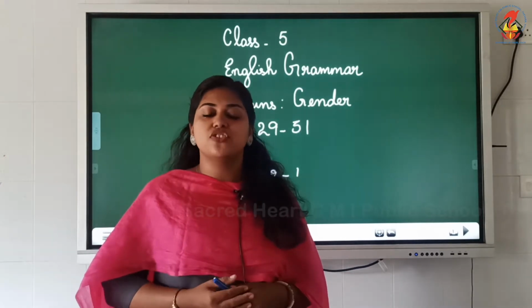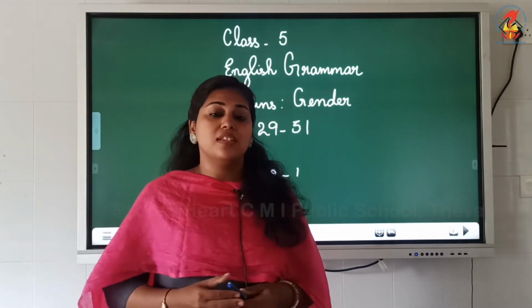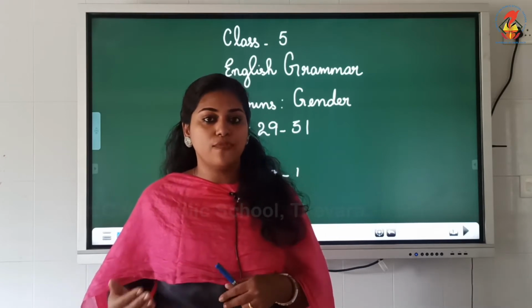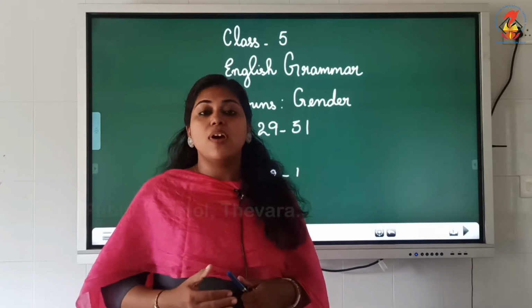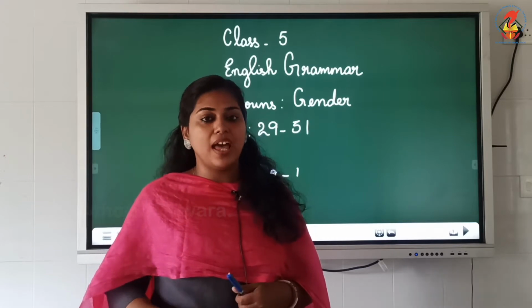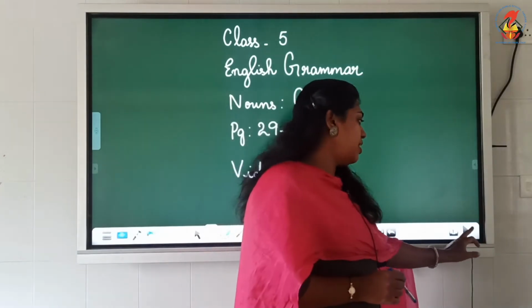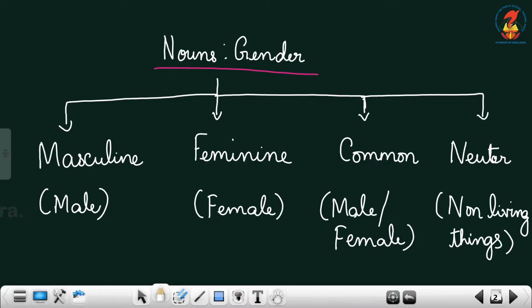What do you mean by gender? The gender tells us whether the noun is male or female. Now, as per noun gender, we have 4 categories. Noun gender is divided into 4 categories. One is masculine gender, second one feminine gender, third common gender, and fourth is neuter gender.